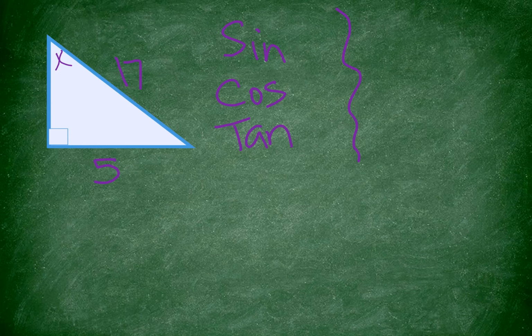Okay, so we have one more thing we are going to do with trig, and that is finding an angle using the inverse trig functions, which sounds kind of scary, but it really isn't. When you think about it, the opposite of addition is subtraction, and the opposite of multiplication is division. And the trig functions have opposites as well.